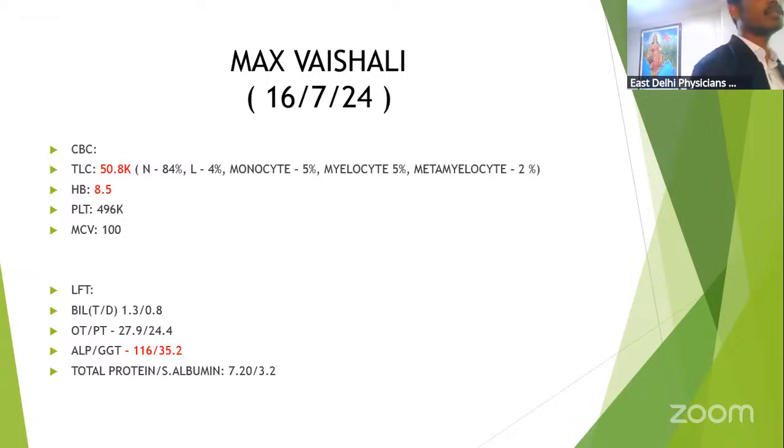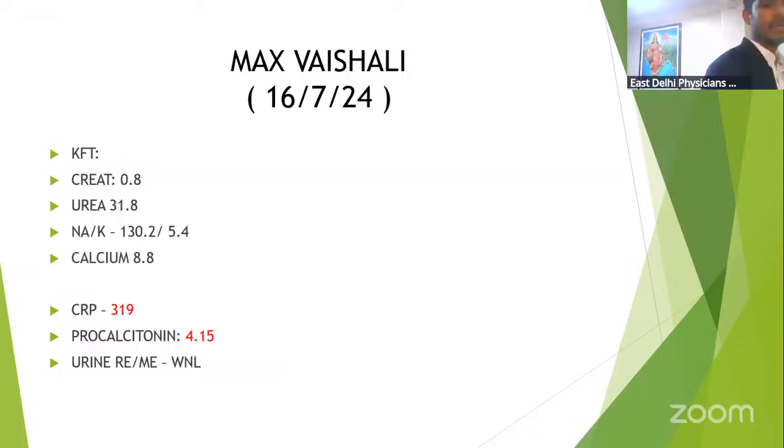Our initial investigation reports are as follows. The TLC count was high at 50,000. The differential showed 84% neutrophils and an HB of 8.5. Looking at this picture and corroborating the earlier peripheral smears, it likely looked like we were dealing with a case of bacterial sepsis. The liver function was normal and the alkaline phosphatase was 116. The KFT was normal. The CRP was high at 319, and the procalcitonin was 4.15, which again suggested that we are dealing with a case of bacterial sepsis.